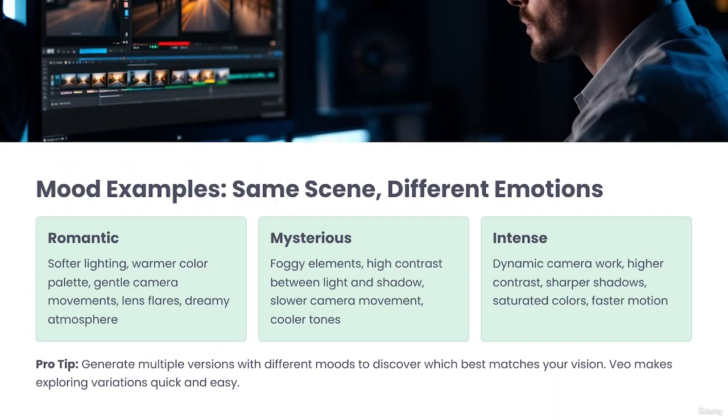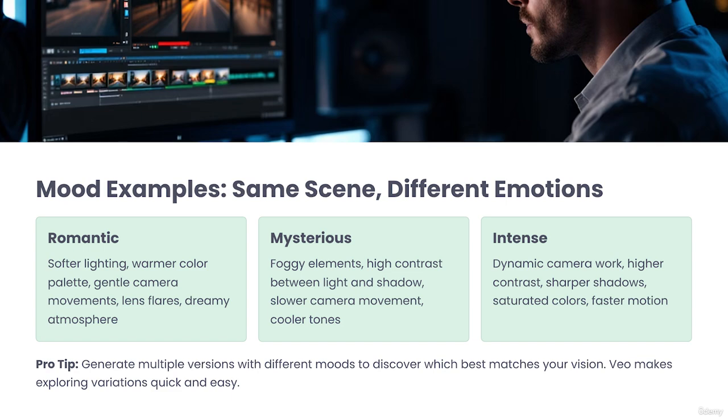The mood you select can drastically change the feel of the final output. Romantic might soften the color palette and introduce warmer lighting, while intense could bring in high contrast shadows and faster camera movements. Think of this as setting the emotional atmosphere just like a director would.